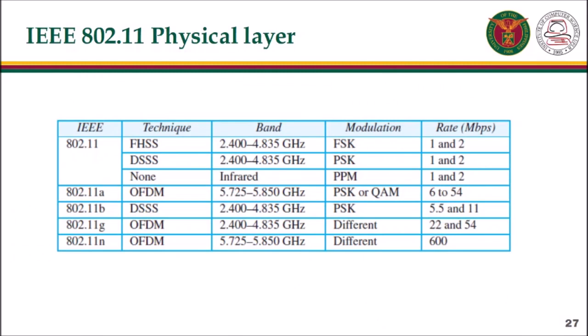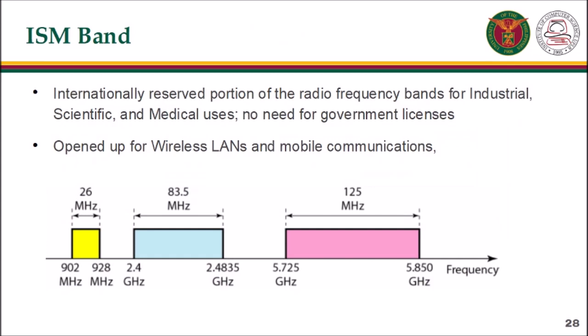Here is the evolution of the specification of the IEEE 802.11. All implementations, except the infrared, operate in the ISM band. The ISM band is the internationally reserved portion of the radio frequency bands for industrial, scientific, and medical uses. It does not need government licenses. It was opened up for wireless LANs and mobile communications.